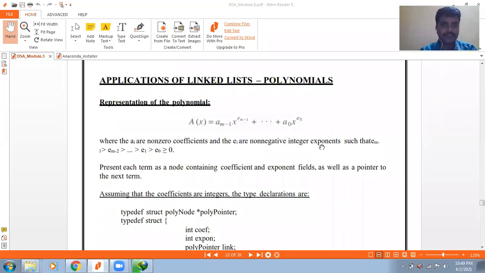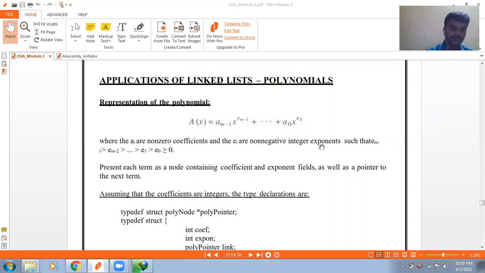In the present session we are discussing the applications of a linked list. Here are the many applications of a linked list in data structures. So the first one is the polynomial application of a linked list.